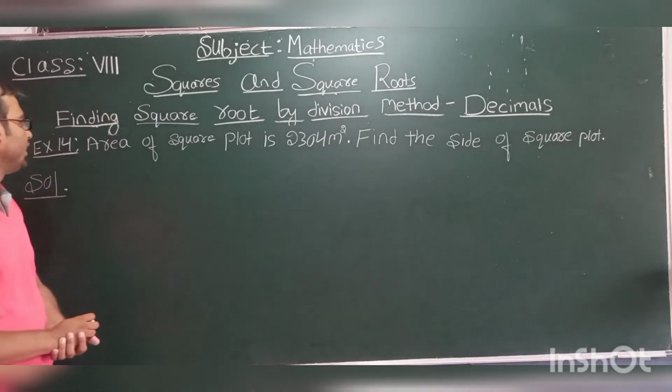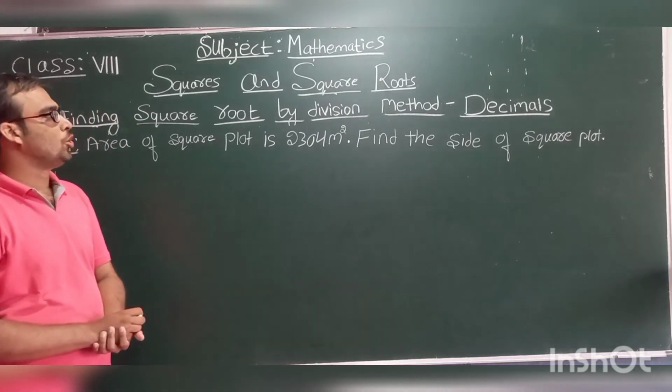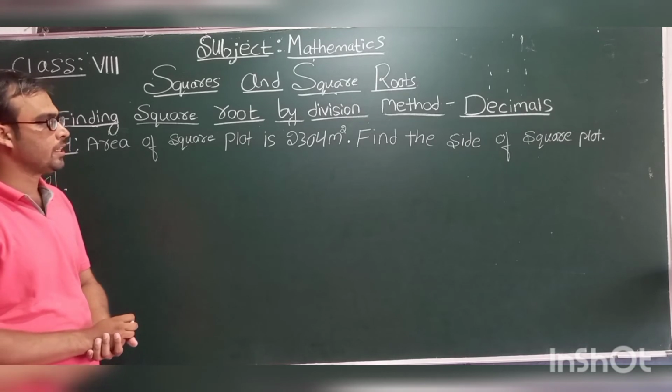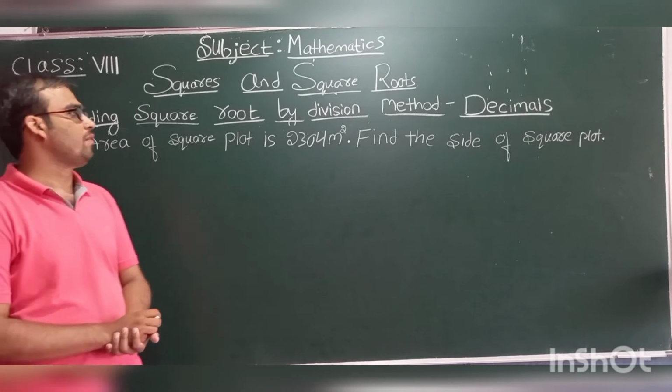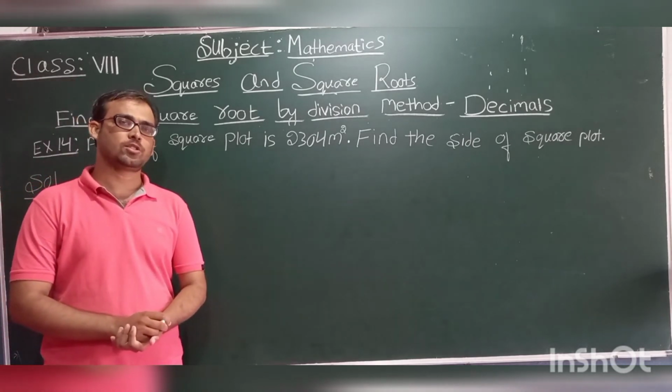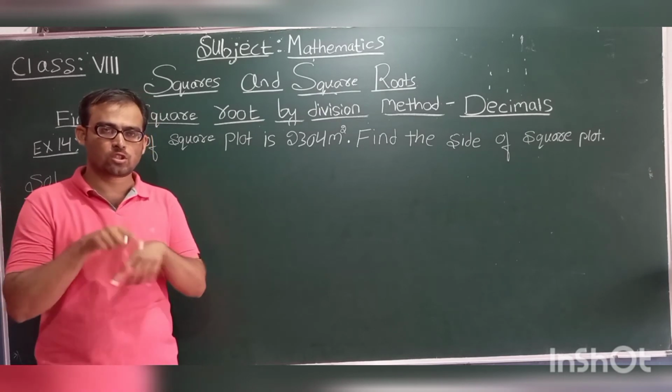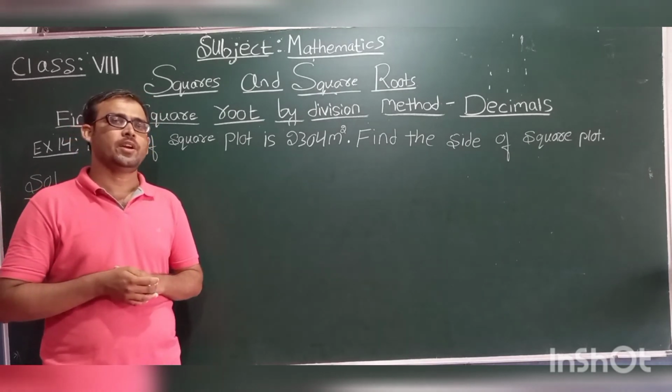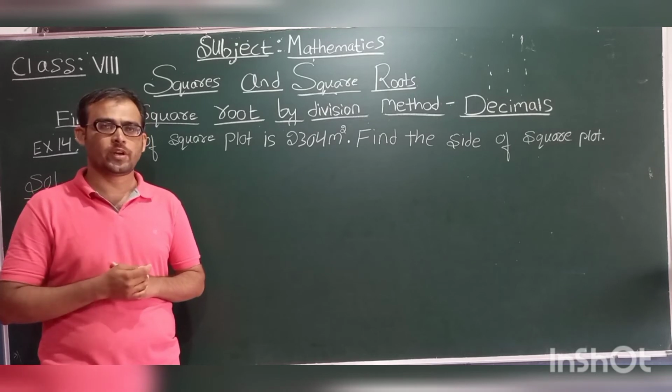Students, now let us solve the 14th example problem. What have they given? The area of a square plot is 2304 meter square. Find the side of the square plot. Here, they have given the area of a square, and we need to find the side of the square.